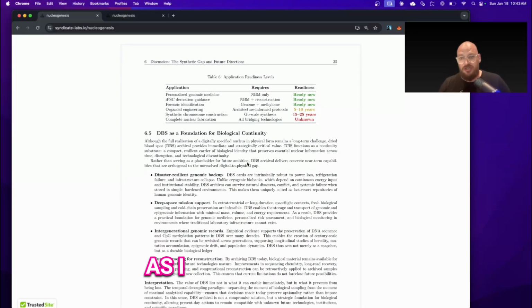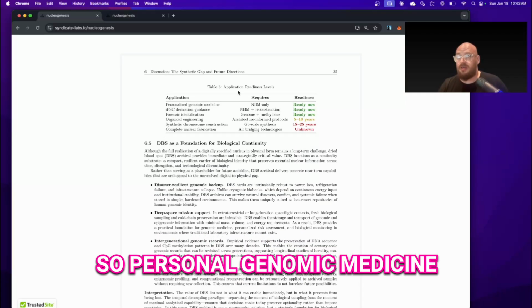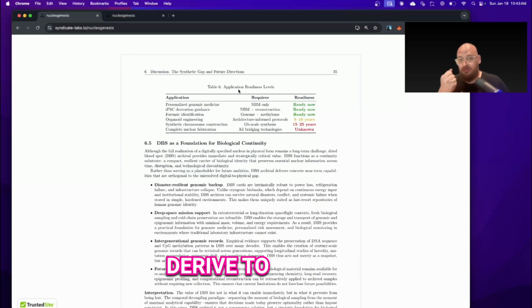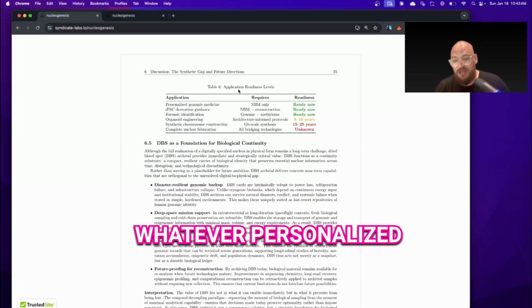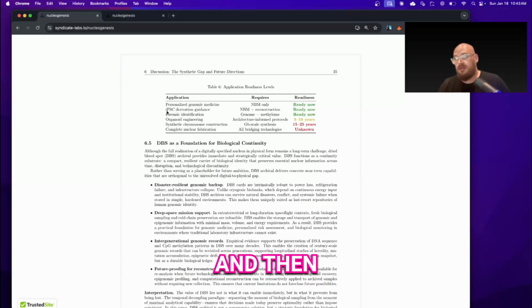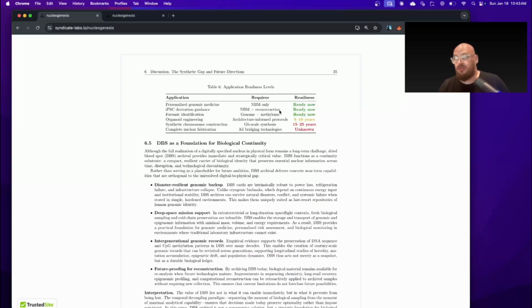So, as I mentioned before, it's like the so what, right? These are the different applications that are the baseline applications that could be used. So personal genomic medicine: if we're using the nuclear blueprint manifest, there's going to be information there that you could derive to conduct whatever personalized medicine strategy you're trying to implement. And then induced pluripotent stem cell derived guidance, right?